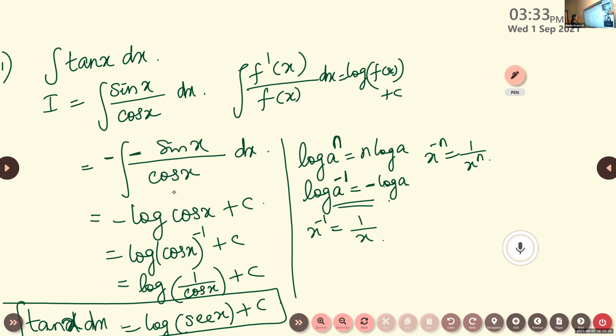So we write log cos x, with the minus in the front. That one we can write in the numerator using that property: log cos x raised to minus 1. But what is x raised to minus 1? It is 1 by cos x. What is 1 by cos? It is sec x. So integral of tan x dx is log sec x plus c.